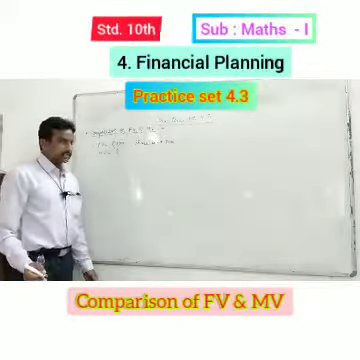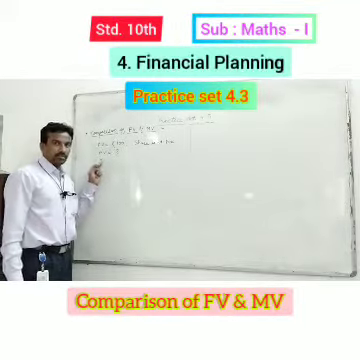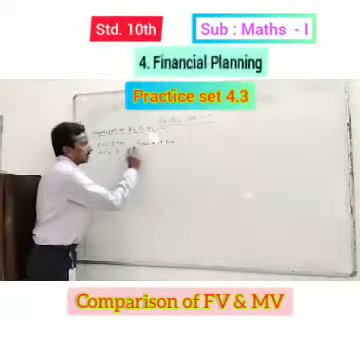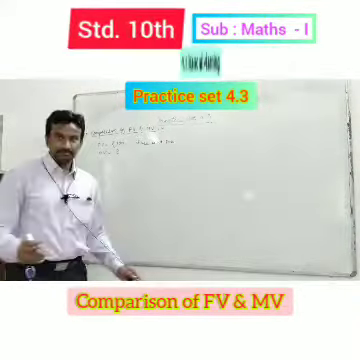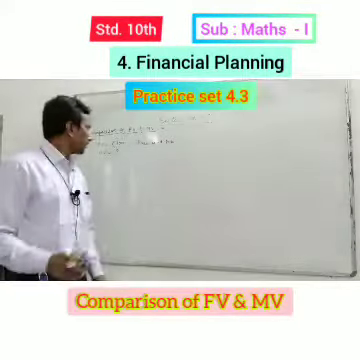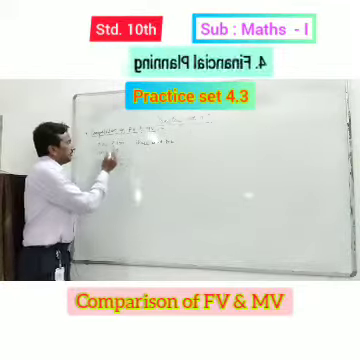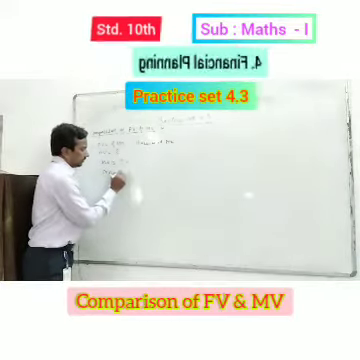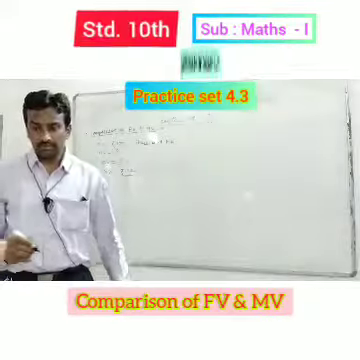Now there are three conditions. First condition is if face value is equal to market value, then share is at par. Means if share is at par, then face value and market value of the share is same. Now share is at par means market value is equal to face value, but face value is rupees 100. Therefore, market value of a share is also rupees 100. This is first example.